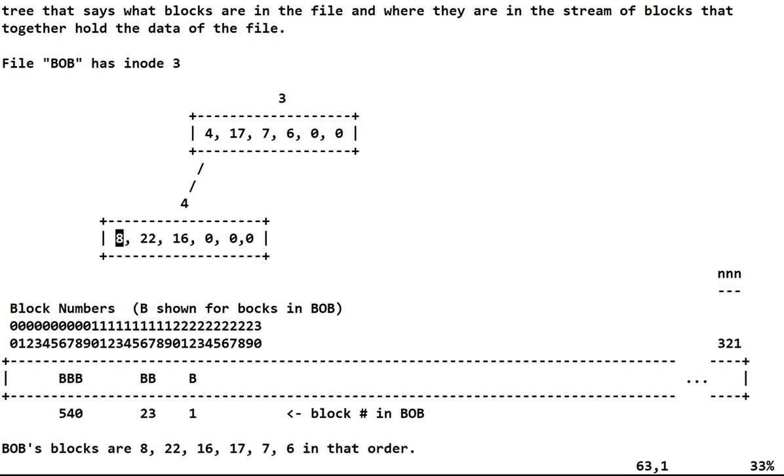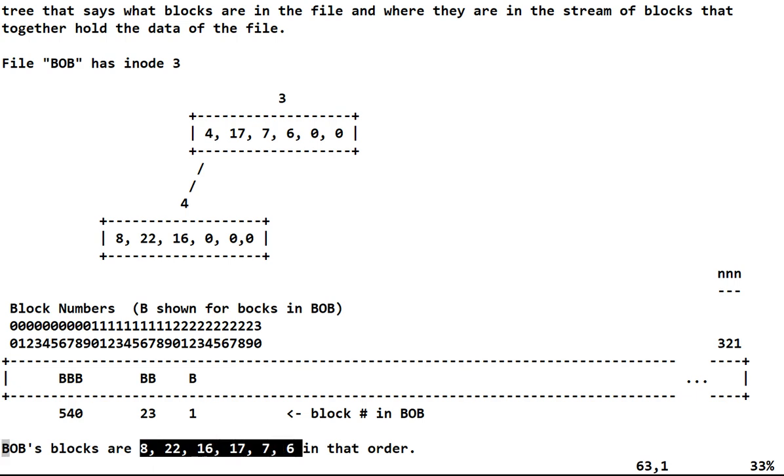If we come over here to 08, you'll see the first block. And then 22 is our next block, block 1. And then we've got 16, which is block 2. Then these slots are not used, so we come back up a level and we go to 17, and there's block 3. Then we'd have 7, and the last one is here, block 5. We've got 6 blocks in the file, 0 to 5. And if you took that list, you can see there's the list in that order.